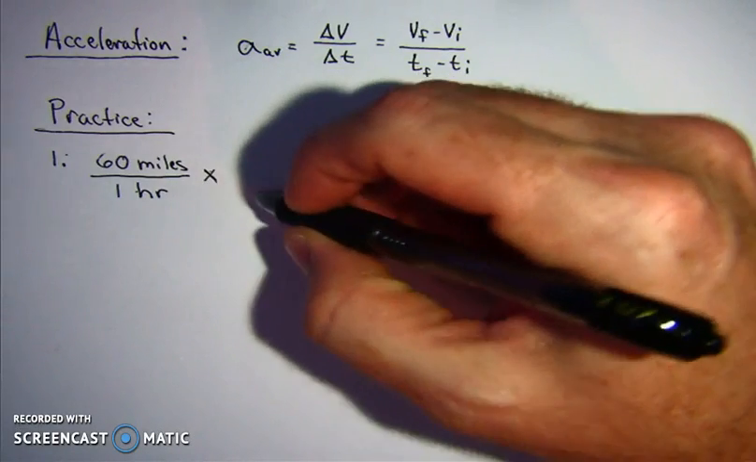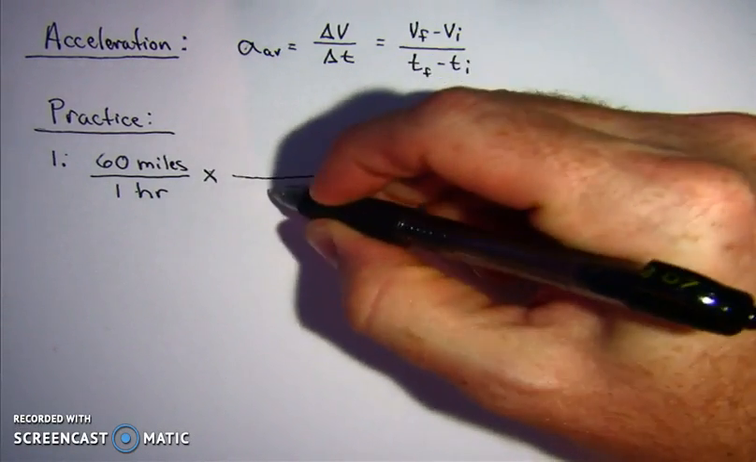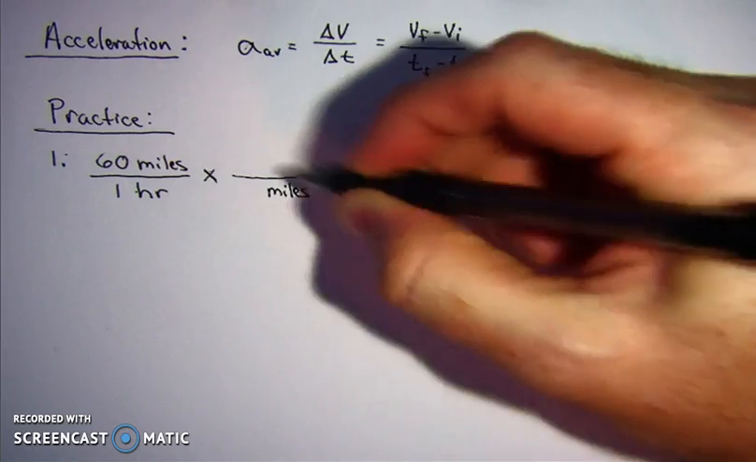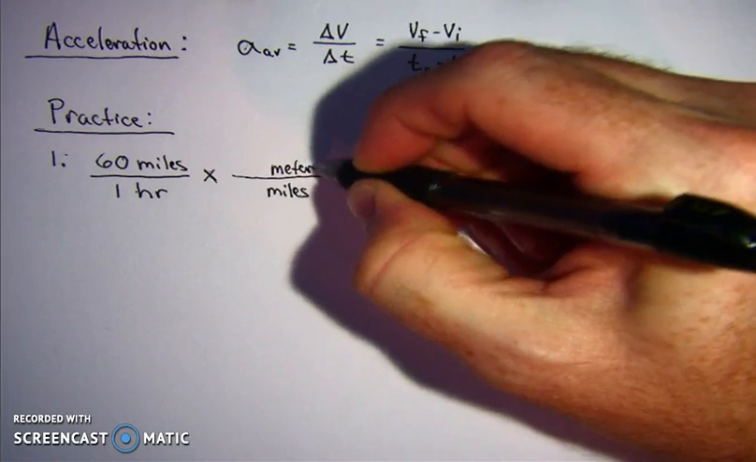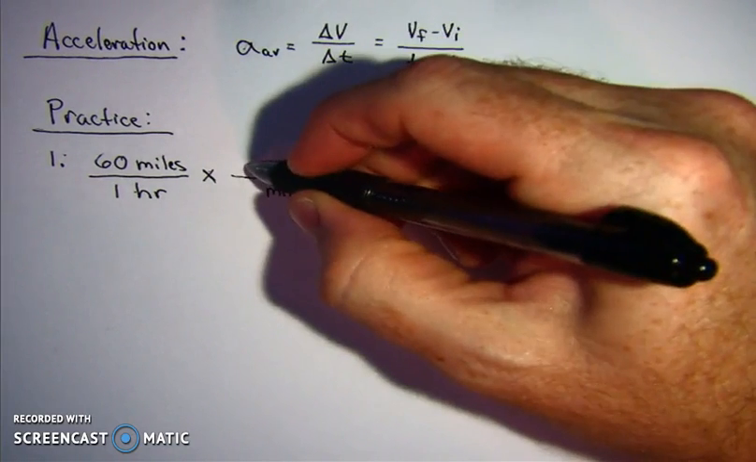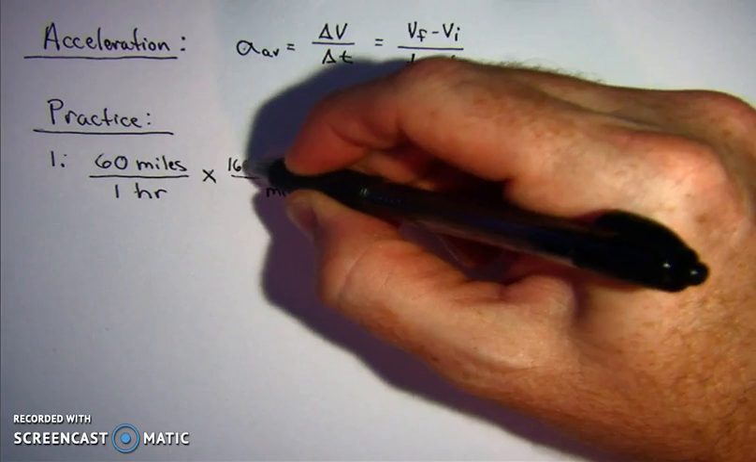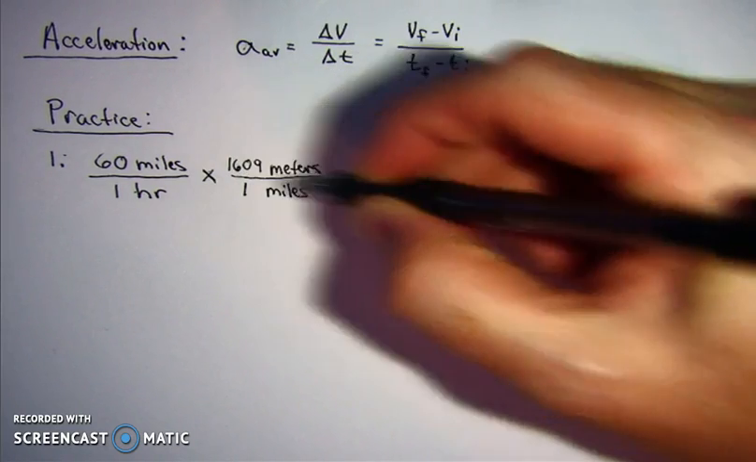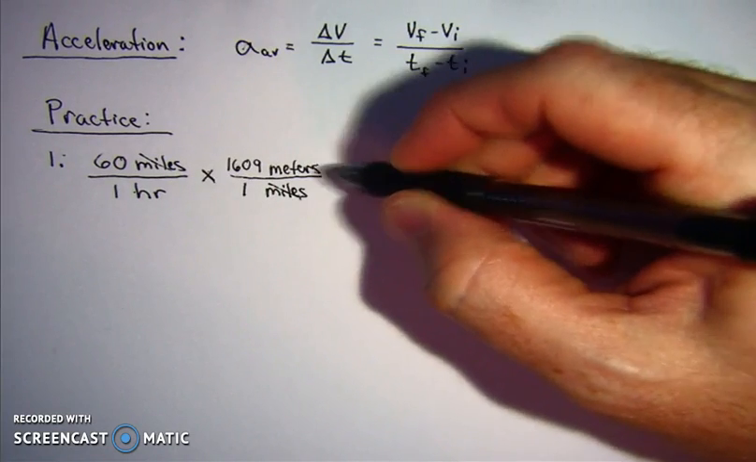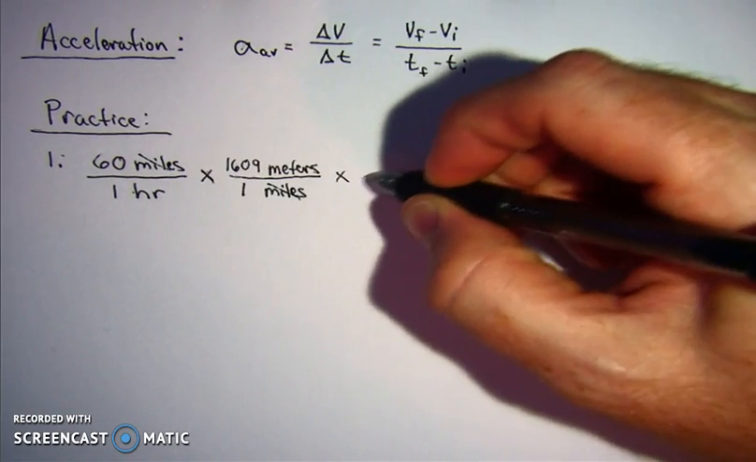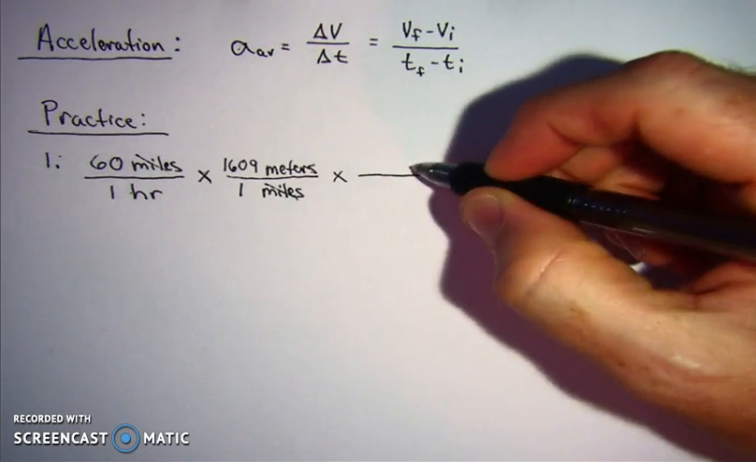So I'll bring my units down, miles, so they'll cancel out, and I'll go straight to meters, or I could have put little m. But remember, it was 1,609 meters per 1 mile. So now, our miles cancel out, and we're in meters, but we're in meters per hour. So we need to go ahead and convert hours to seconds.